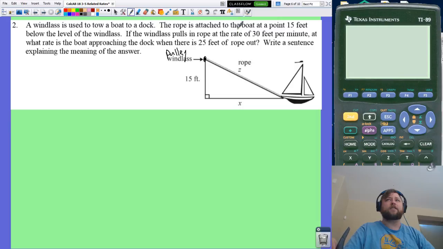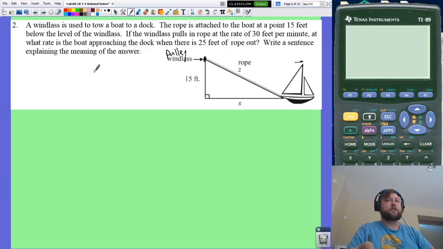The rope is attached to the boat at a point 15 feet below the level of the windlass. So there's a rope that's attached to the boat, and this level is 15 feet below. That's why it's 15. If the windlass, so this pulley, pulls in rope at a rate of 30 feet per minute, at what rate is the boat approaching the dock when there's 25 feet of rope out? Write a sentence explaining the meaning of your answer.